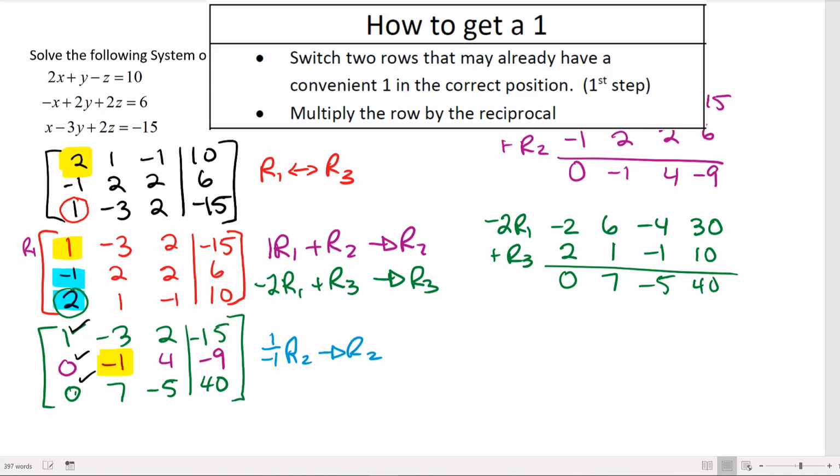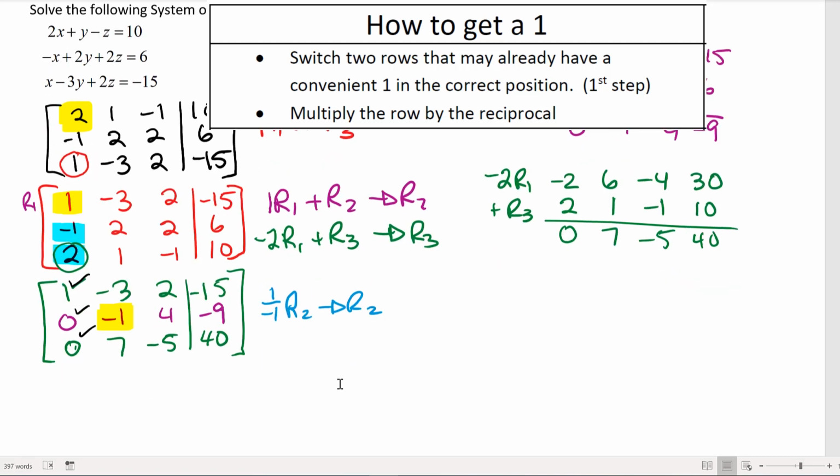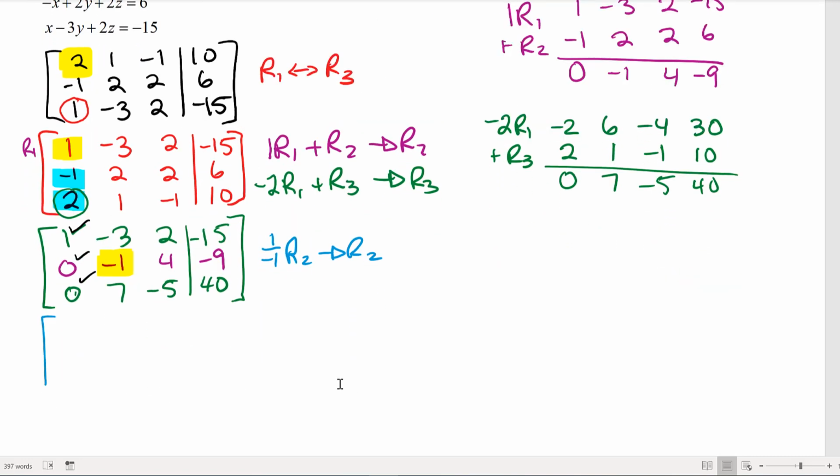Now, 1 over negative 1, that's really just negative 1, isn't it? So I'm basically just multiplying by negative 1 to change the second row to become a 1. Row 1 and row 3 are going to stay the same. Make sure that when you're copying your rows, you're very careful with your positives and your negatives. 0 times negative 1 is 0. Negative 1 times negative 1 is positive 1. 4 times negative 1 is negative 4, and negative 9 times negative 1 is positive 9.